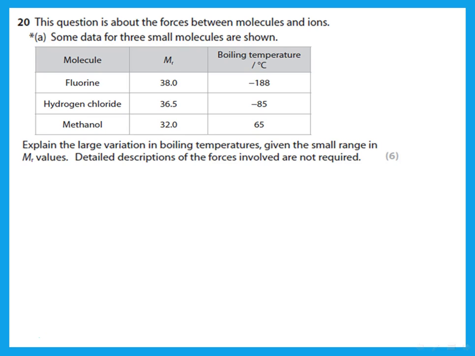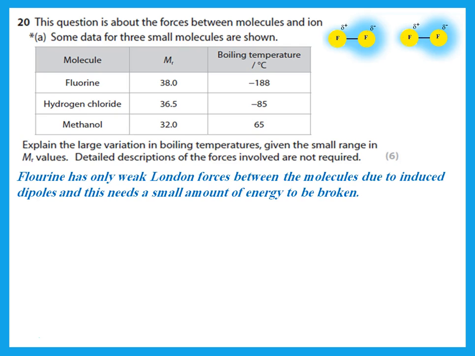So detailed descriptions of the forces are not required, but we need to say why the fluorine has much less boiling temperature than hydrogen chloride, and the hydrogen chloride has much less boiling temperature than methanol. Well, let's look at fluorine. You should realize that fluorine is a simple molecular structure. It has only weak London dispersion forces between the molecules due to the induced dipoles. So this needs a very small amount of energy to be broken. This does not have any other interactions except the weak London dispersion forces.